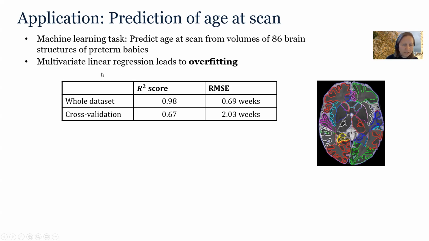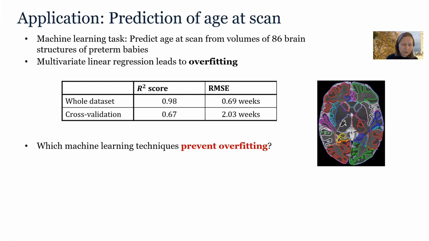And we can recognize overfitting if we calculate performance measures on the whole training data set and using cross-validation. So for example, for root mean square error, we had below 1 week on the whole data set and over 2 weeks using cross-validation, which is quite a big difference. So it was overfitted.